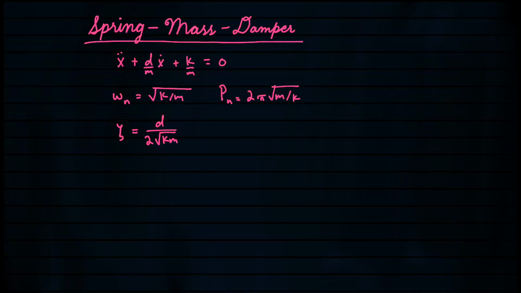Okay, and so we're going to do a little bit of math, but I'm just going to give you the final equation here, which is x of t equals the exponent, so e to the minus z times omega n times t, times the cosine of our omega n, so that's our frequency, times the square root of 1 minus z squared, times t, plus our phase function.